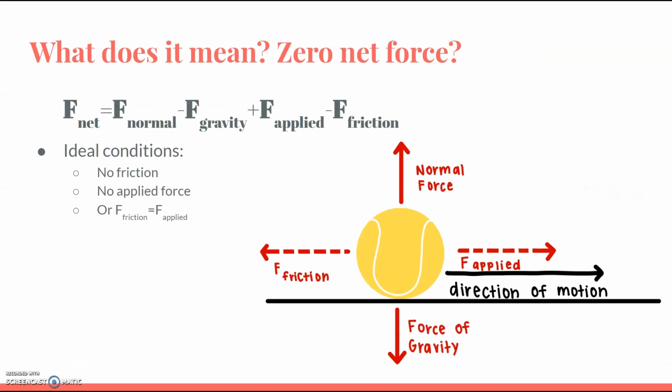Now, what does this mean? Was there actually zero net force applied on the ball? Now, in ideal conditions, there would have been no friction and no force applied, or the force of friction would have equaled the force applied.